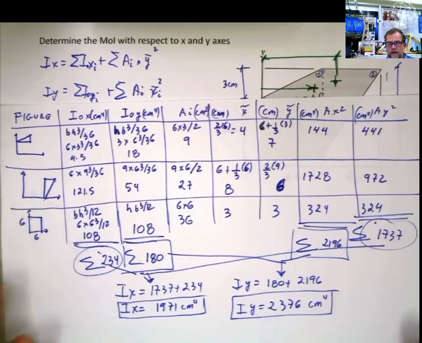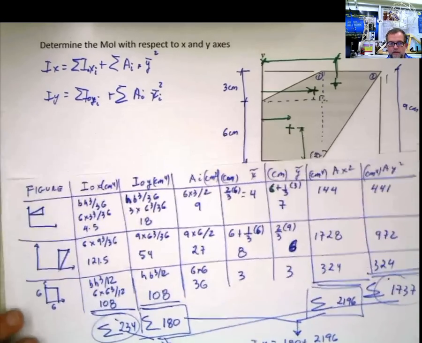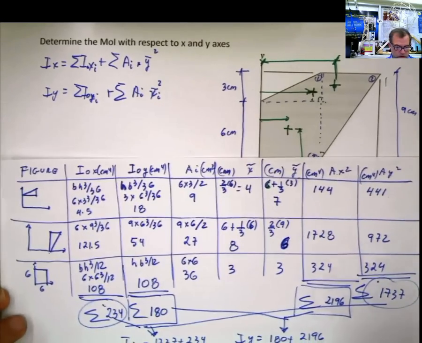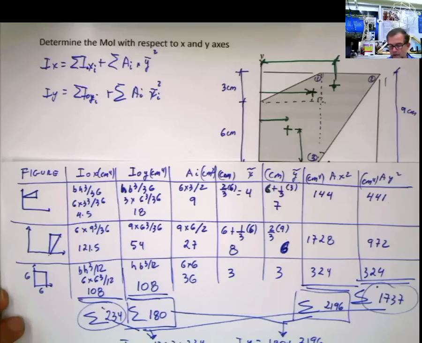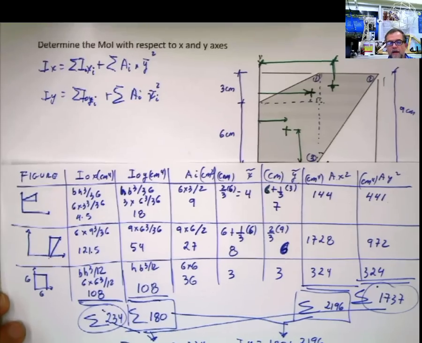There you go. That's a really nice example, good example. In this case, we considered these three shapes and we calculated Ix and Iy using the parallel axis theorem.